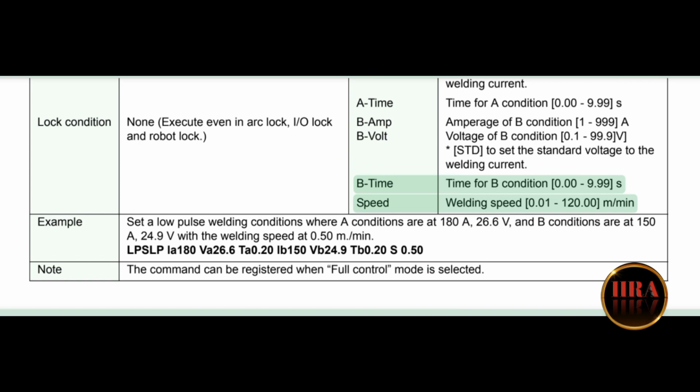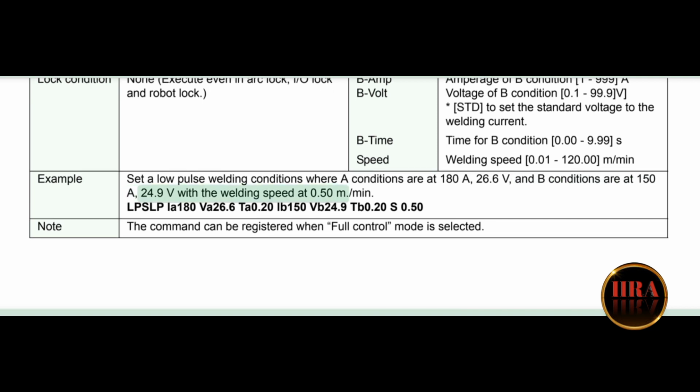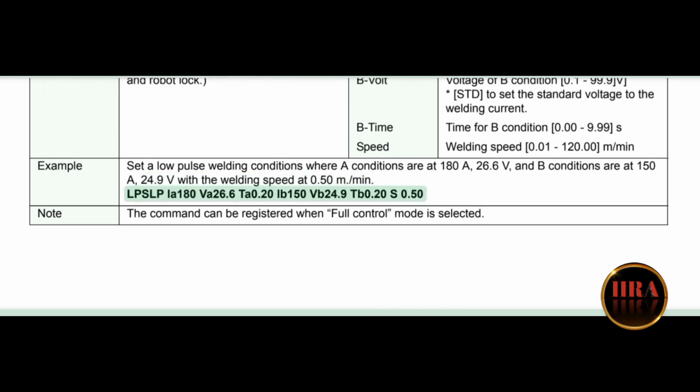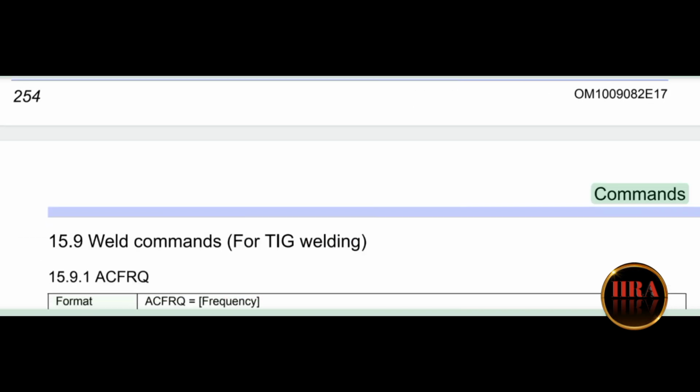0.01 meters per minute. Example: set a low pulse welding condition where A conditions are at 180 A, 26.6 volts, and B conditions are at 150 A, 24.9 volts, with the welding speed at 0.50 meters per minute. LPWCOND IA 180 VA 26.6 TA 0.20 IB 150 VB 24.9 TB 0.20 S 0.50. Note: the command can be registered when full control mode is selected.